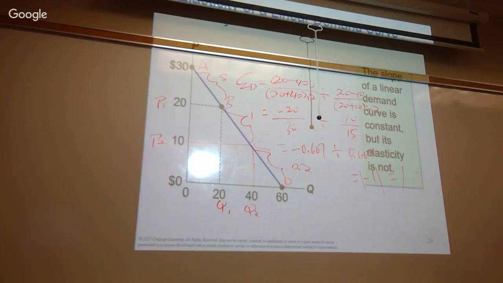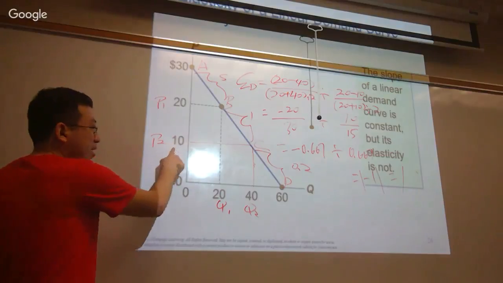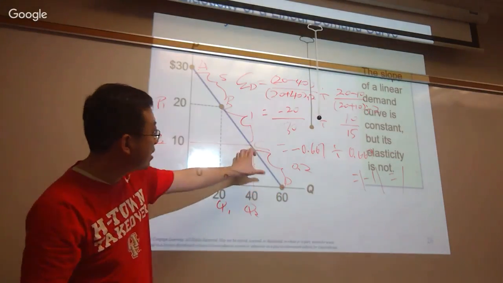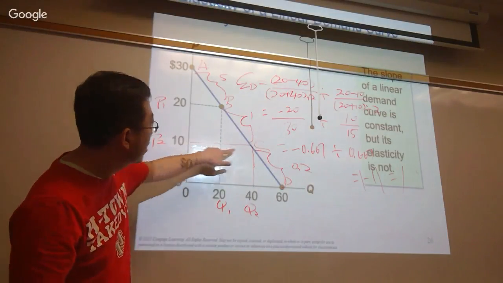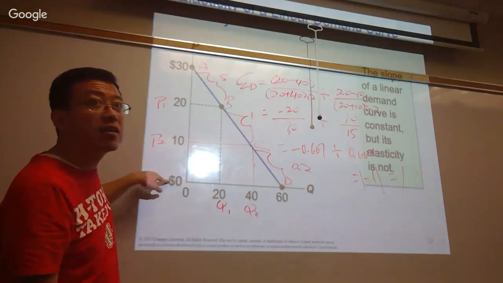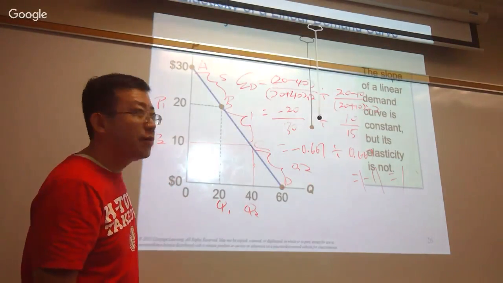Okay. Makes sense? On C, it's going to be 0 and 10, right? Yeah, 0 and 10. And 0 and 20. 0 and 10, and then 40 and 60. So C and D, so C is 10 over here, 40 over here, and then D is 60 over here, and 0 over here. Okay, everybody got it?